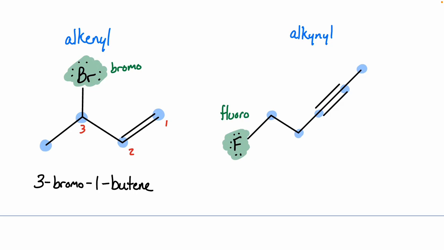All right, and then just remember, just like our alkenes, when we number our parent chain, we have to prioritize that triple bond. That halogen isn't special, but that triple bond is. So this would be 5-fluoro-2-pentyne.